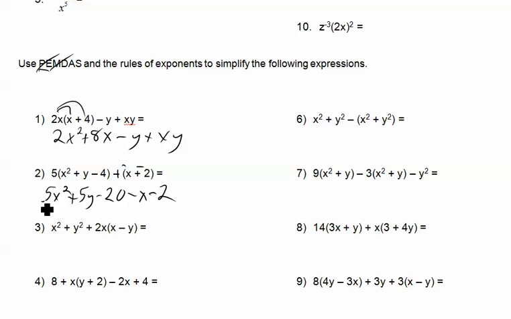Is there anything we can combine? We have an x squared, we have a 5y, we have negative 20 and negative 2. So we do need to combine something here. So we go 5x squared, remember I just mark things out, plus 5y. I'm going to go ahead and finish the variables, minus x, and then negative 20 plus negative 2 is negative 22.